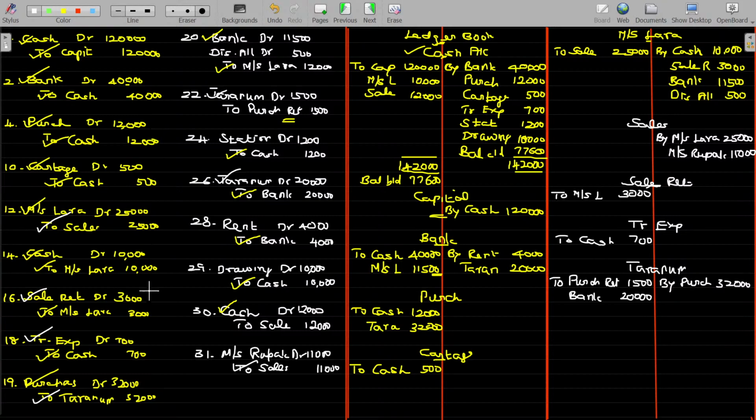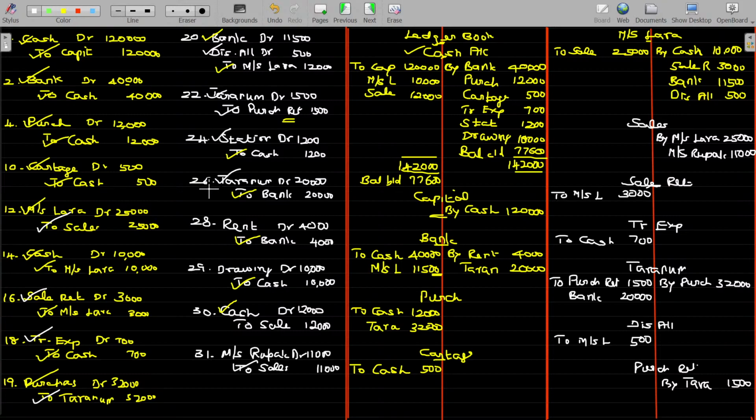Then the unticked items in the first column are over. In the second column, discount allowed is also one more account. Discount allowed, to Mrs. Lara, the value being 500. And we have purchase return, by Taranam. I simply put the word as Tara here, 1,500.